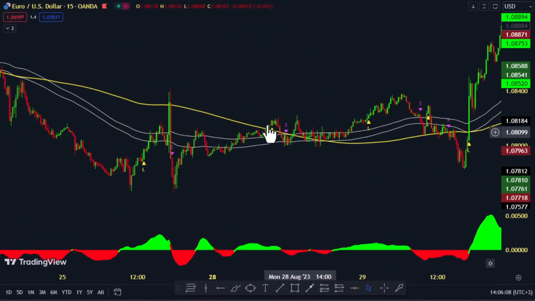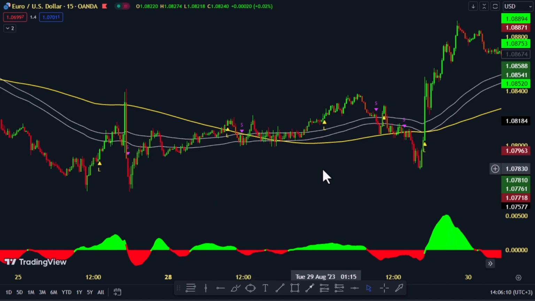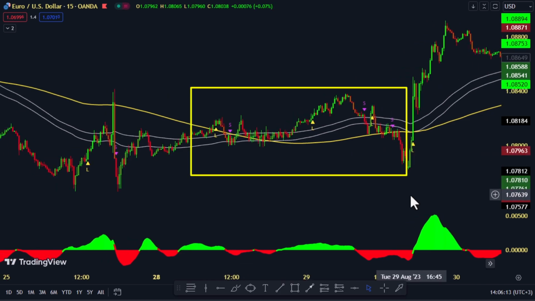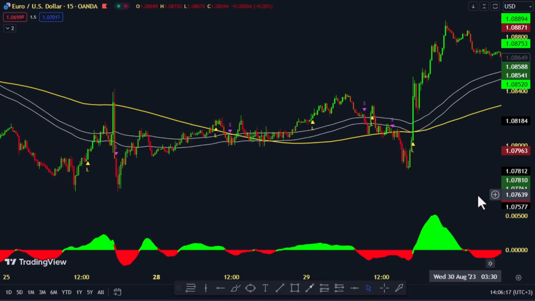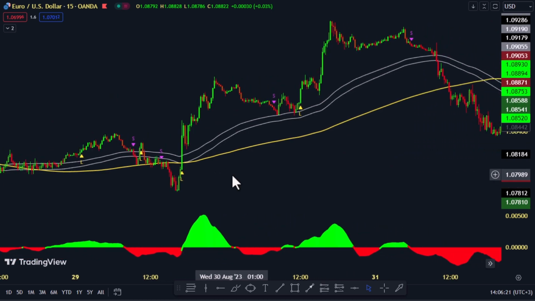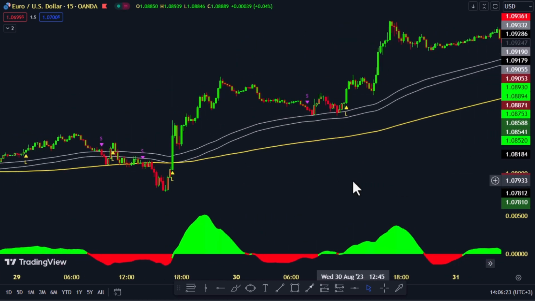Additionally, if the price is mixed and frequently crossing over the moving averages, it's best to avoid entering trades. When the moving averages are tangled together and crossing over, it suggests a choppy, range-bound market without a clear direction.